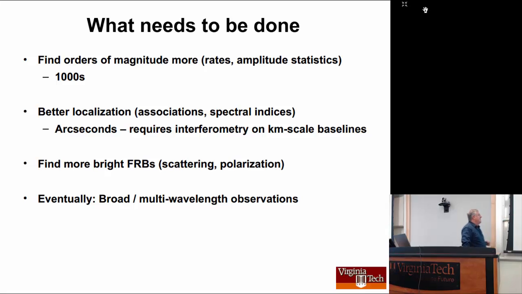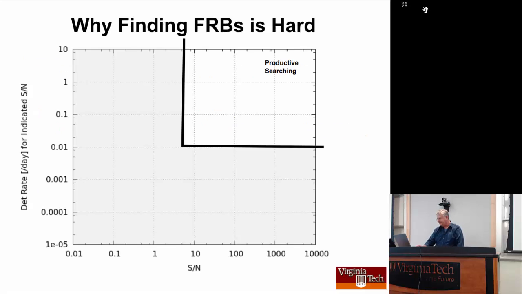You need to find more bright FRBs, bright enough so that we can figure out very precisely their scattering profiles and their polarization characteristics. They have to be linearly polarized, or none of these theories really work. So we're desperate to figure out right now whether they're linear or circular or whether they're just random. That would tell us a lot. And then eventually we associate with other wavelengths.